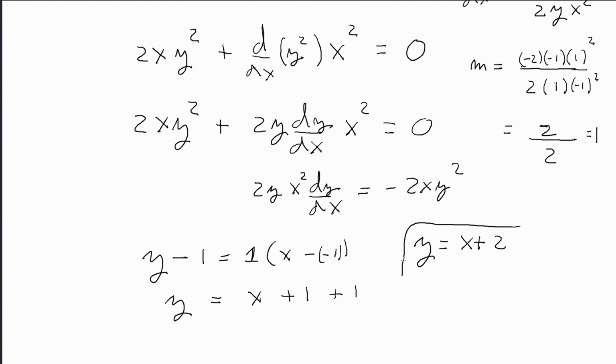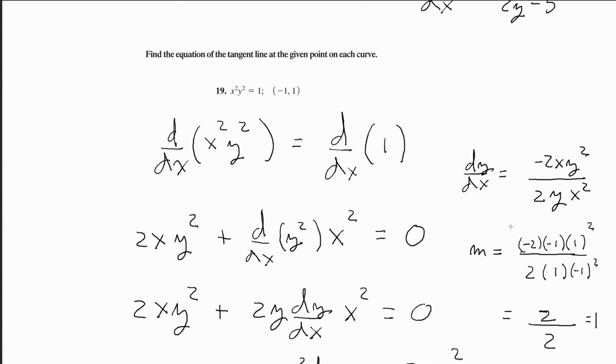That's the tangent line to the graph of this relation here at the point (-1, 1). Okay, thank you.